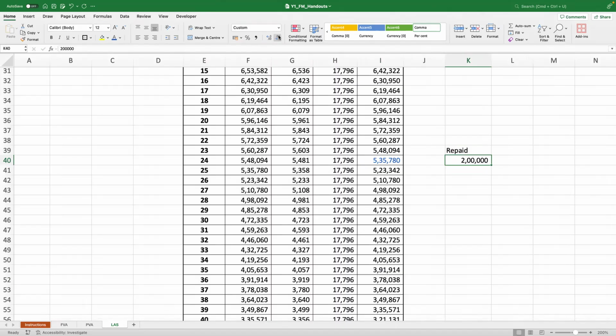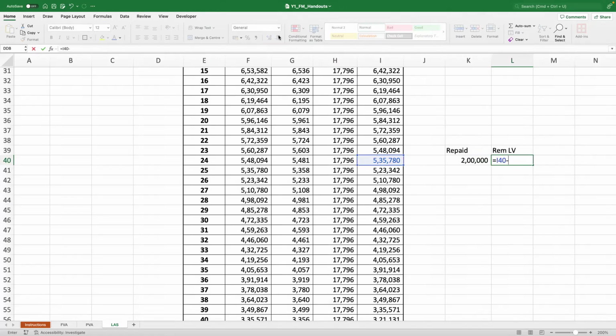And then what is left now? What is the remainder loan value? 535 minus 2 lakhs, which is 3,35,780. And now what does Priyansh say? Priyansh says, now I want to reduce the EMI. I paid 2 lakhs of the loan. So please reduce the EMI for me. So bank says, okay, no problem. So bank is going to do something which is called as a revised EMI computation.